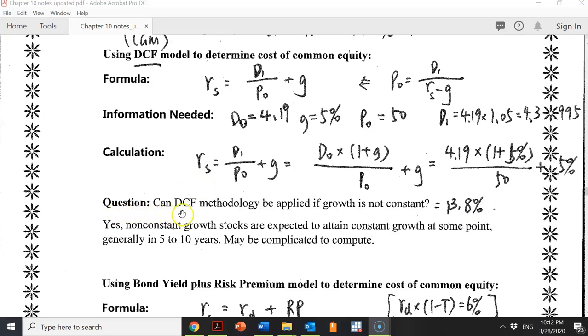Question: can the discounted cash flow method be applied if growth is not constant? Yes, non-constant growth stocks are expected to attain constant growth at some point, generally in 5 to 10 years. It may be complicated to compute. This is saying that if we don't have a constant growth rate g forever, if we are treating a non-constant growth model or 2-stage model, there is still a way to calculate RS, but that's going to be much more complicated.